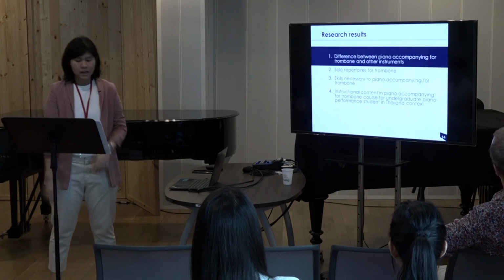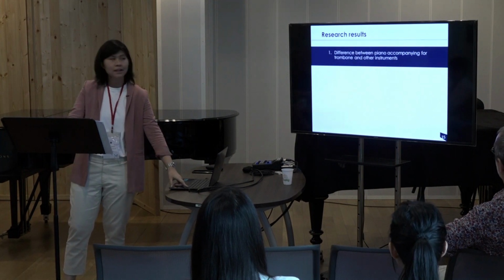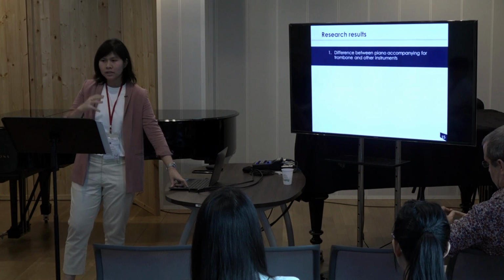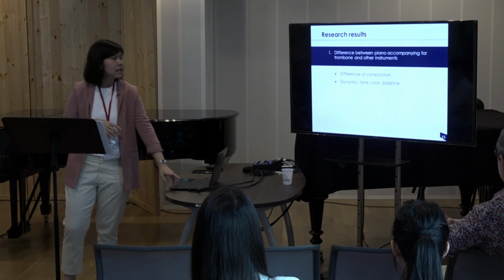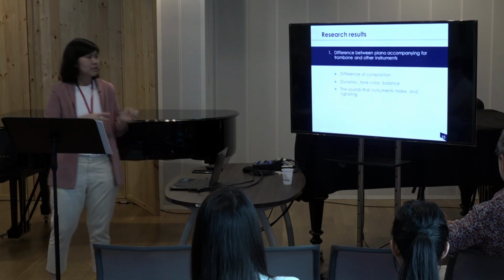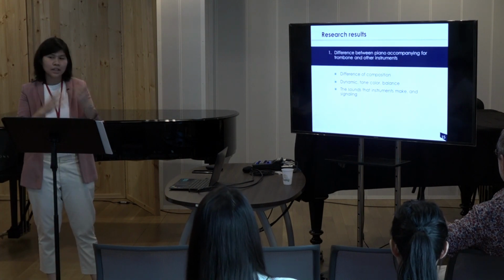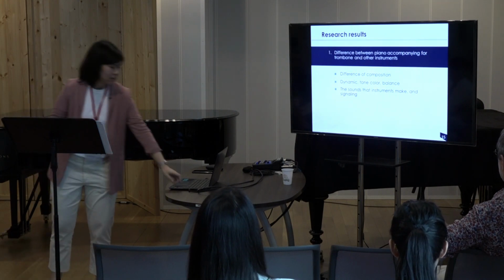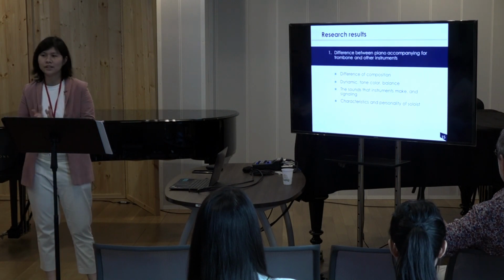Okay, the first point is about the difference between piano accompanying for trombone and other instruments. It was found that the difference of piano accompanying for each instrument depended on the difference of composition or repertoire, and dynamics, tone color, and balance of each instrument. And then the sound that instruments make, and the signaling, which means communication between the accompanist and soloist. And the last point is also about the characteristic and personality of each soloist too.